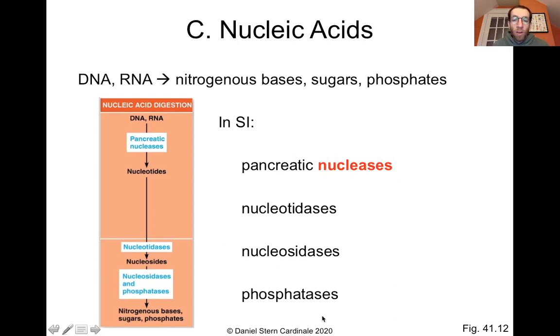Then there's a whole bunch of other enzymes that are breaking down those nucleotides into their component parts: nucleotidases, nucleosidases, and phosphatases. As far as these 3 go, I want you to be able to recognize those as enzymes that are involved in nucleic acid digestion, but other than that, you don't need to be able to tell me specifically what they do, just be able to recognize which macromolecule they digest.